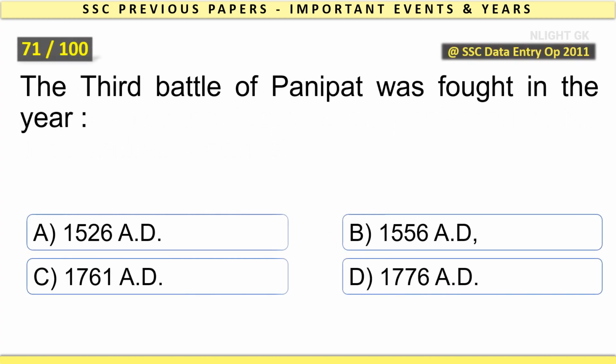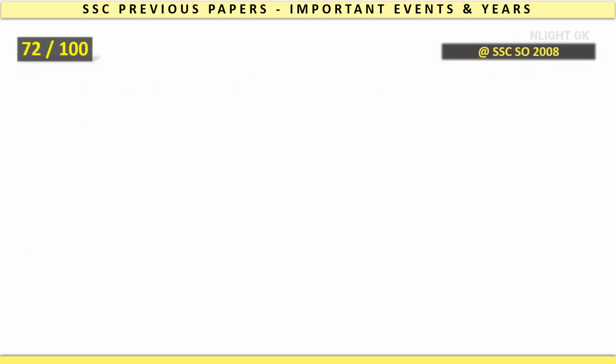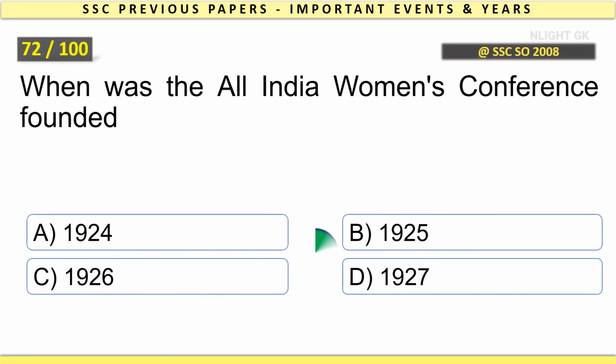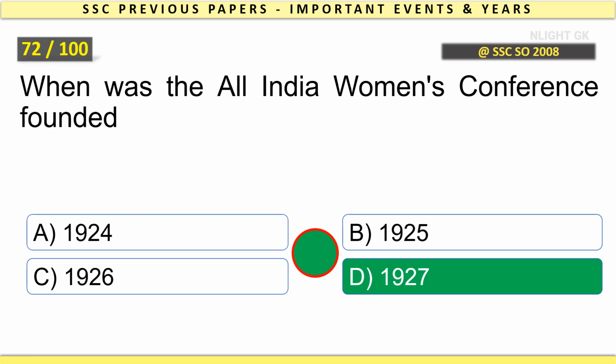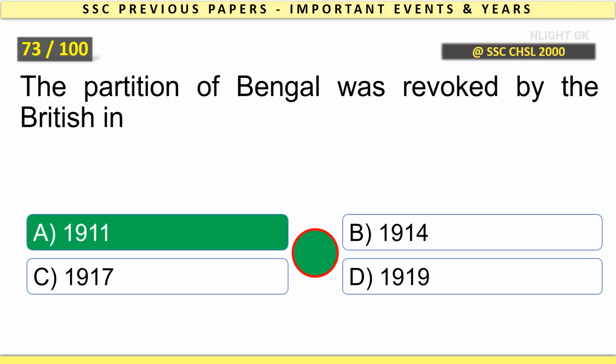The third battle of Panipat was fought in the year? In 1761 AD. When was the All India Women's Conference founded? In 1927. The partition of Bengal was revoked by the British in? In 1911.